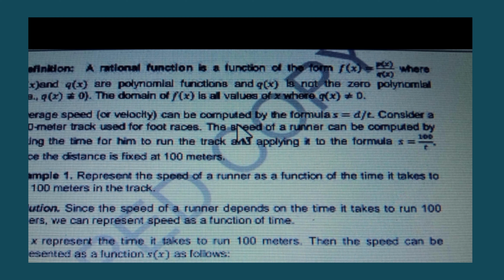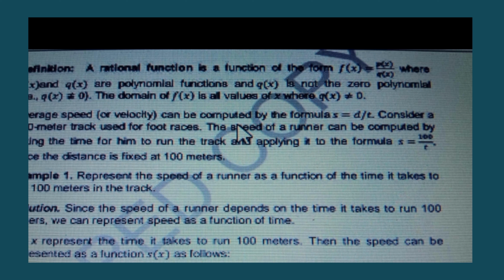Consider a 100-meter track used for a foot race. The speed of a runner can be computed by taking the time for him to run the track and applying it to the formula, since the distance is fixed at 100 meters.